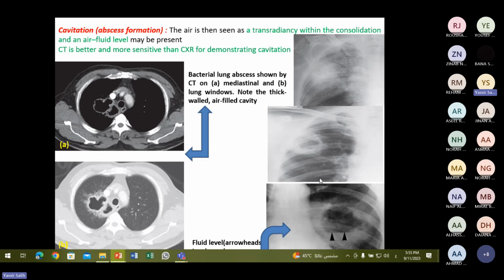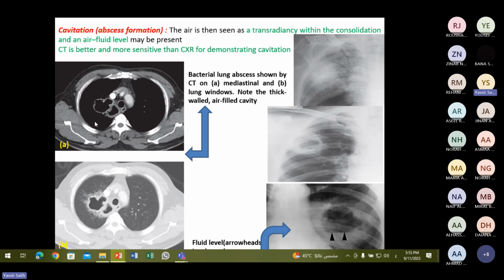But CT is better and more sensitive than chest X-ray in demonstration of this abscess. يعني the patient عنده abscess, CT can demonstrate this abscess earlier and better than the X-ray. ايضا لو لاحظتوا عندنا lesion دي عندنا air in the center وعندنا الكافيتي دي فيها air in the center وعندها wall. Also this is a CT with the mediastinal window and this is CT lung window, lung parenchymal window. لاحظوا اهم شيء عندنا cavitary lesion containing air وعندنا wall. احيانا بنشوف air fluid level برضه in the CT.